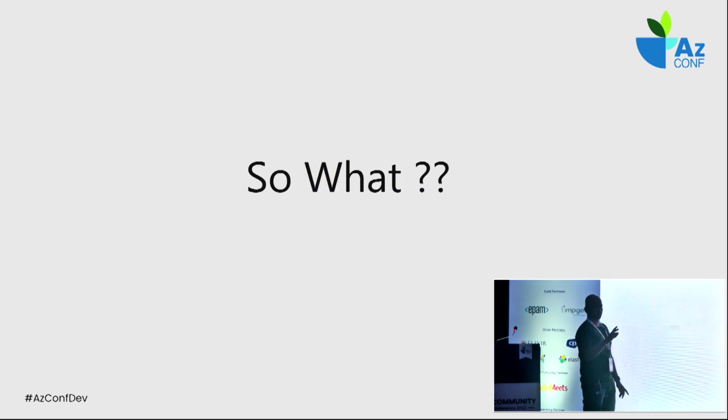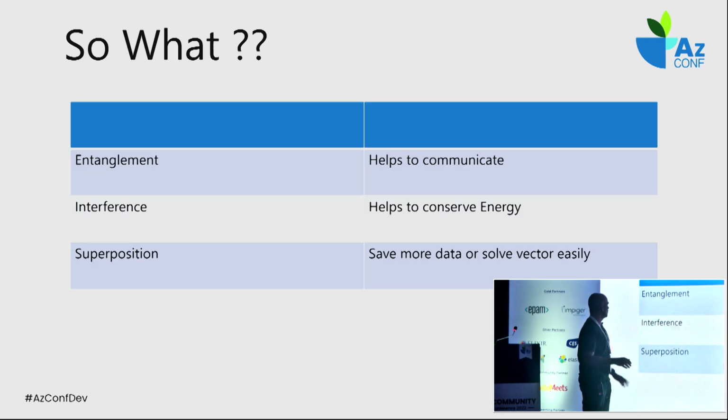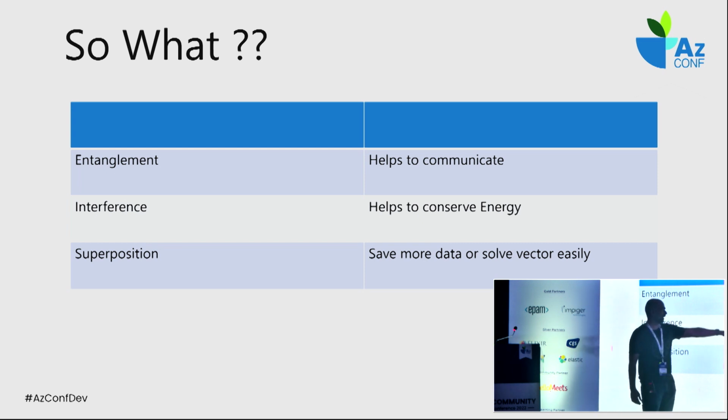Okay, so what? Now we'll get into the so what. We have learned the three keywords. Now let's see what relationship they have with quantum computing. Entanglement helps you to communicate. Interference helps you to conserve energy when communicating. Superposition, this is the last and the main one, helps you to save more data or solve vectors easily.